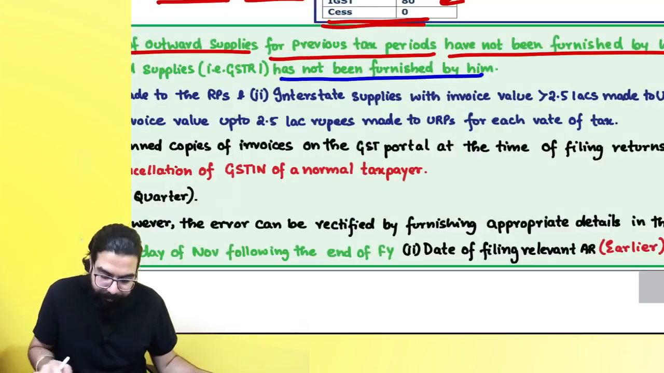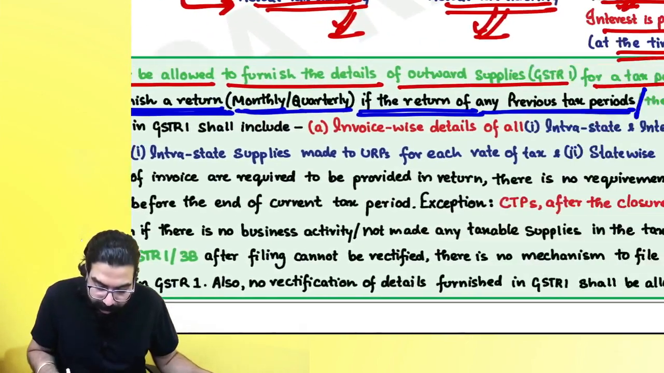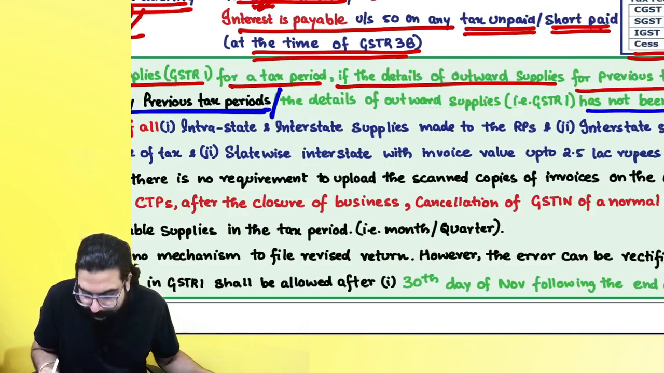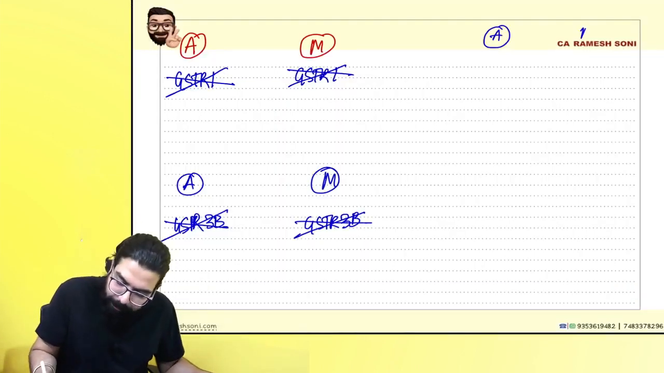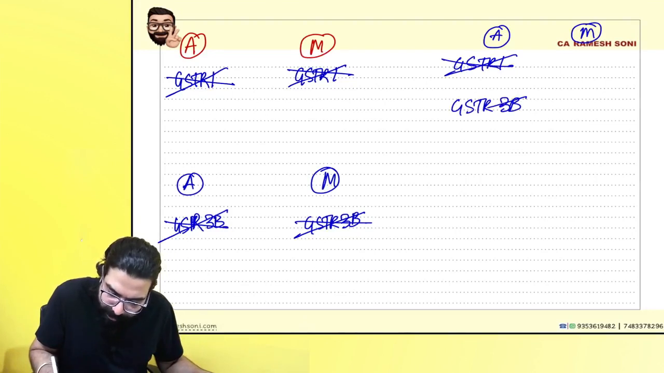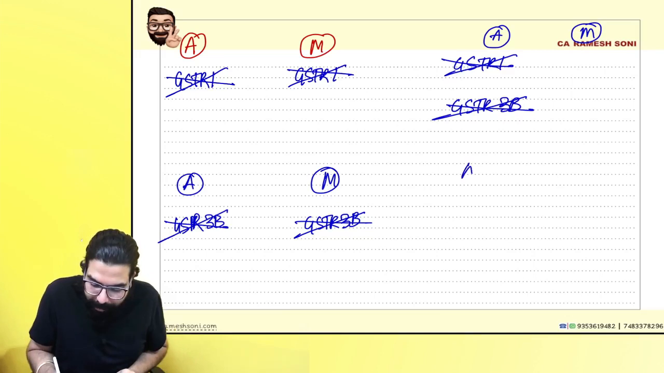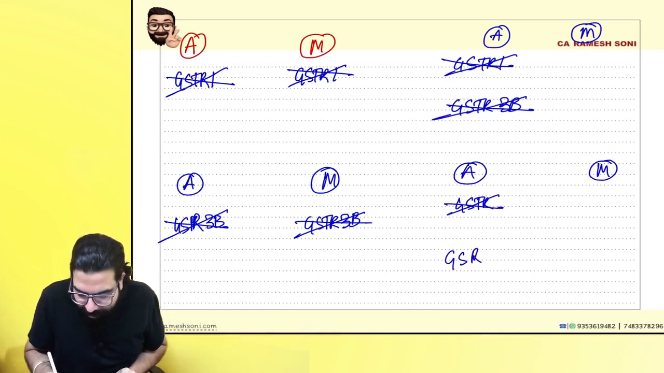Then a registered person shall not be allowed to furnish a return if the details of outward supply have not been furnished by him. Means, sir, if April and May, I tell you over here, if I don't file my GSTR 1, then I will not be allowed to file my GSTR 3B also. Sir, can you please tell us how to remember this? Remember, April and May, you don't file GSTR 1, you will not be able to file GSTR 3B.